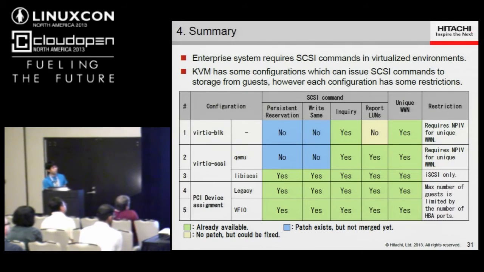Virtio-SCSI with libiscsi and PCI device assignment can properly handle all SCSI commands and can assign a unique WWN. However, they have restrictions. I think it is a very big restriction. Virtio-SCSI with libiscsi can only handle iSCSI, and with PCI device assignment, the number of guests is limited in this configuration. So as long as these restrictions allow, users can choose virtio-SCSI with libiscsi or PCI device assignment.